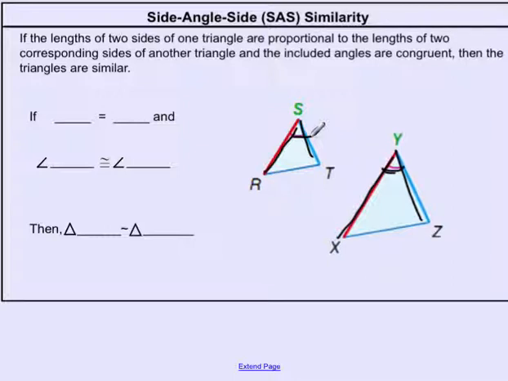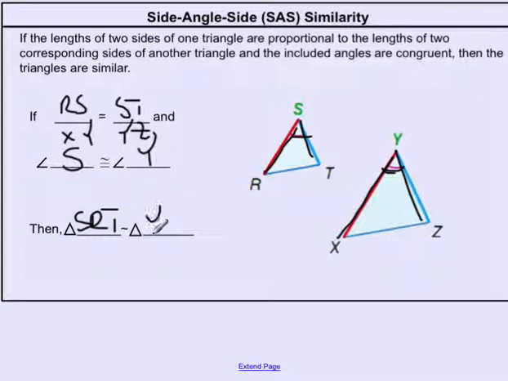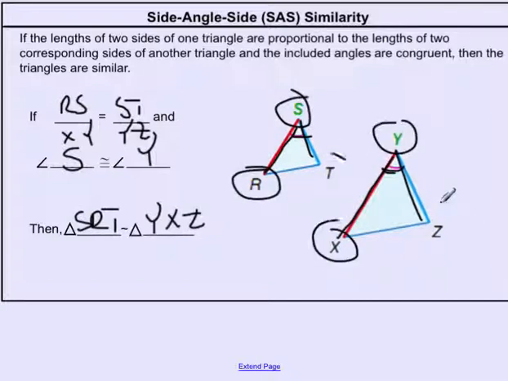So if we know that RS is proportional to XY, the same way that ST is proportional to YZ, if those two proportions are equal and angle S is congruent to angle Y, then we can say that triangle SRT is similar to triangle YXZ. Again, notice I lined up S with Y, R with X, and T with Z. So we line up all of our corresponding angles. That's the side angle side theorem.